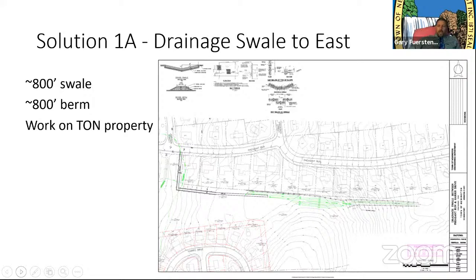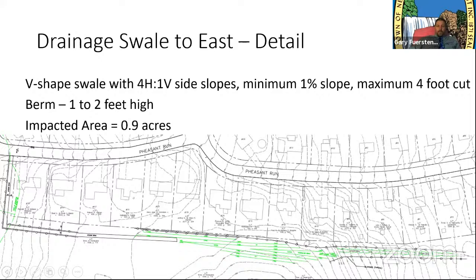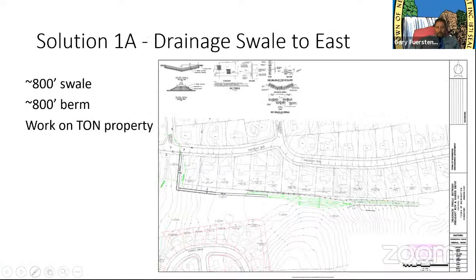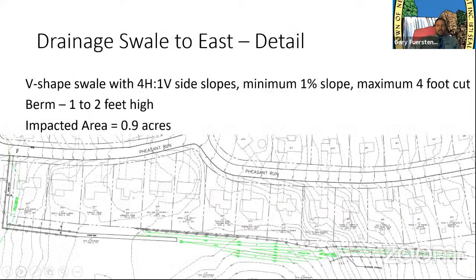Next slide. I've got graphics here that show each of those options and design considerations. Here's what I call solution 1A, which is a swale to the east. The green is the area that we're talking about working in. It consists of an 800-foot long swale, an 800-foot long berm, with all the work being done on town property. Next slide. Here is a detail of that area, a blow up. Next slide, Heather. There you go. Yes, thank you.